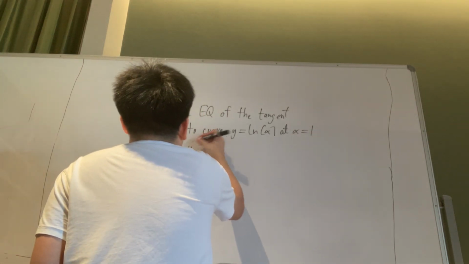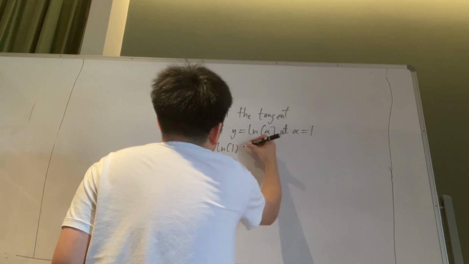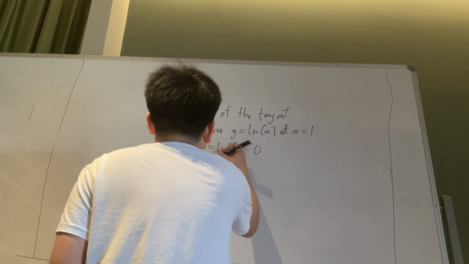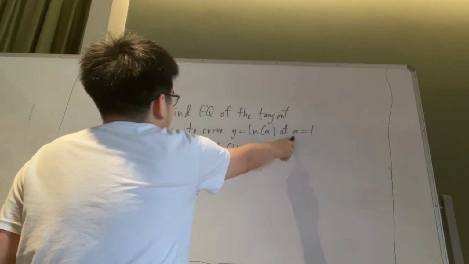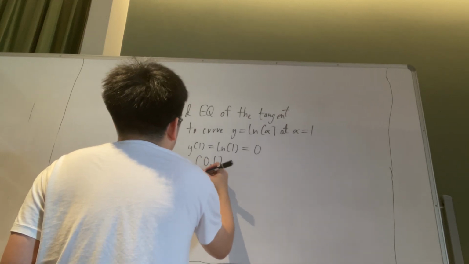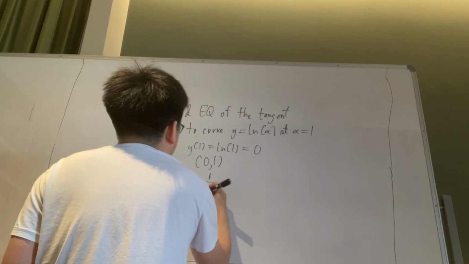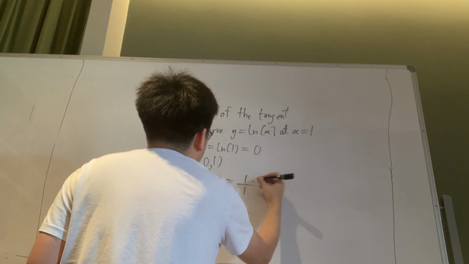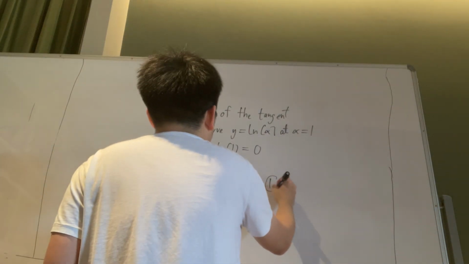So you do y of 1 equals natural logarithm of 1. Natural logarithm of 1 is 0. I'm not going to explain that. So 0, 1 is a point. Now we need to find the gradient at x equals 1. So dy/dx equals 1 over x, and we plug in x equals 1. That's 1 over 1, so that's 1. So this is essentially the slope.